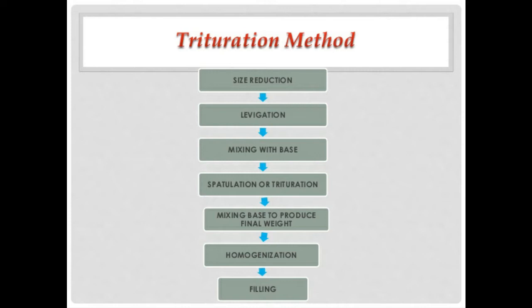If you see the flowchart, we can easily understand how to do this method. The first step is size reduction, and the next step is levigation and mixing with base. Next, spatulation or trituration. Next, mixing base to produce final weight, then homogenization, and the final step is filling.